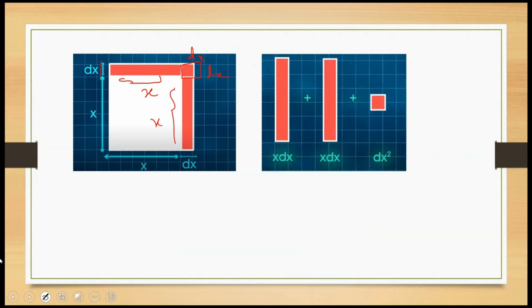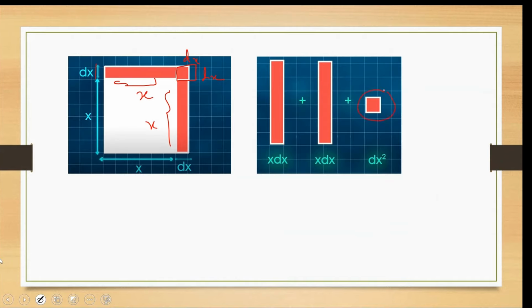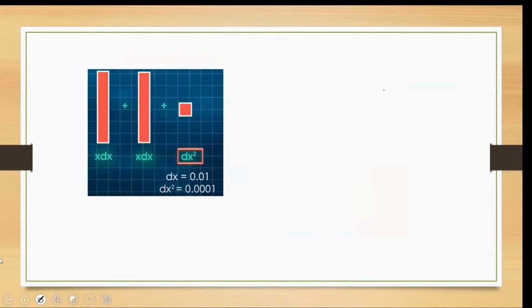So when you find the area for these three parts, it would be x dx, and the small one is a square, so dx square. Since this length is very small, dx is equal to 0.01, and when you find the area, it is 0.0001, we can neglect this. We can find the area only for these two rectangles.